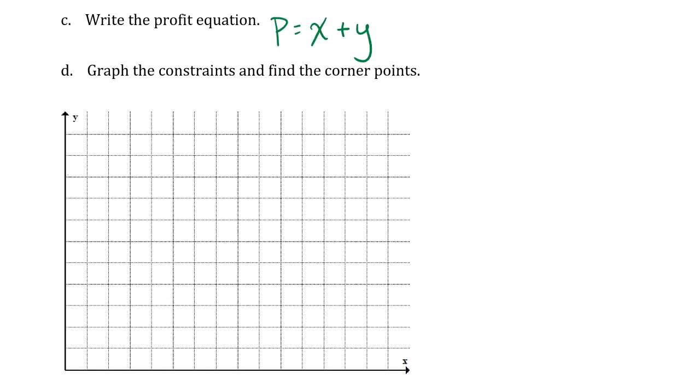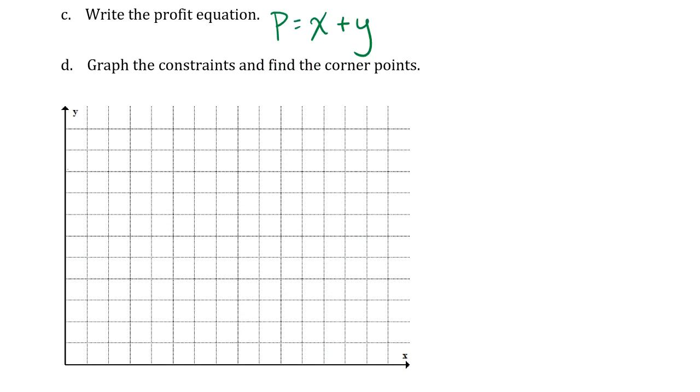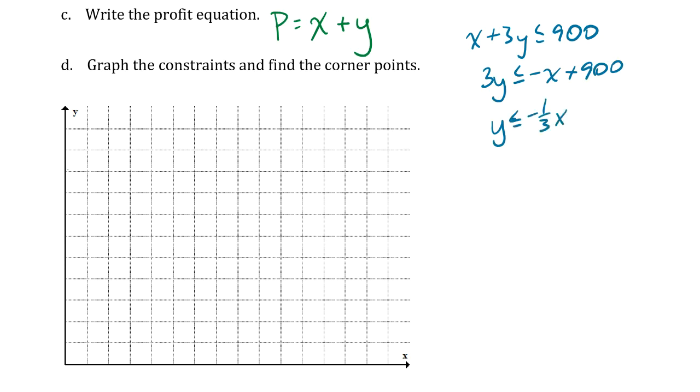Alright, let's get to graphing these. So our first one was X plus 3Y less than or equal to 900. We can subtract X from both sides, get 3Y is less than or equal to negative X plus 900. Divide both sides by 3. We get Y is less than or equal to negative 1/3 X plus 300.